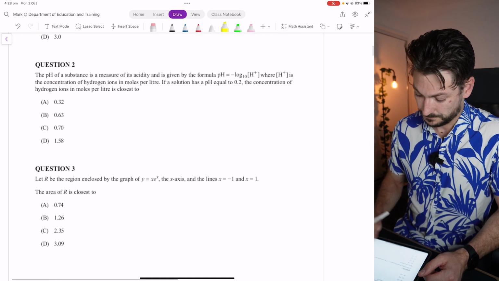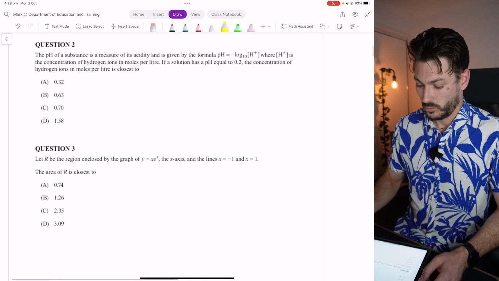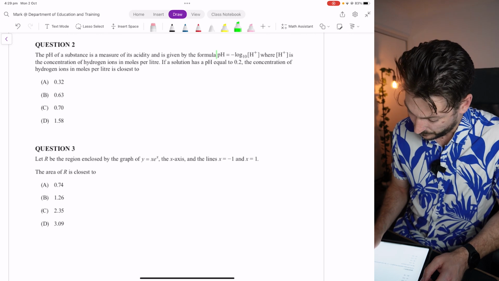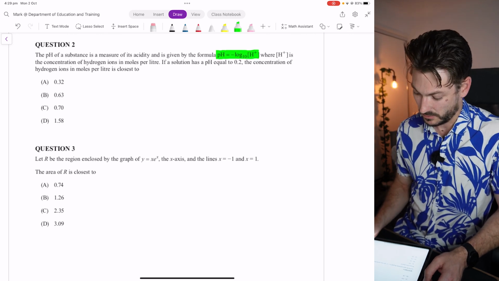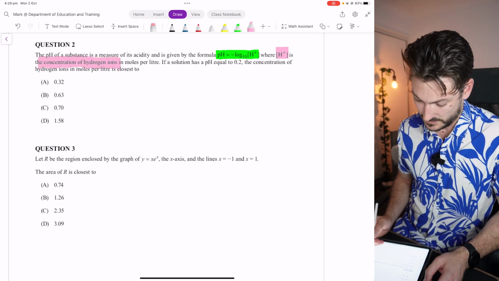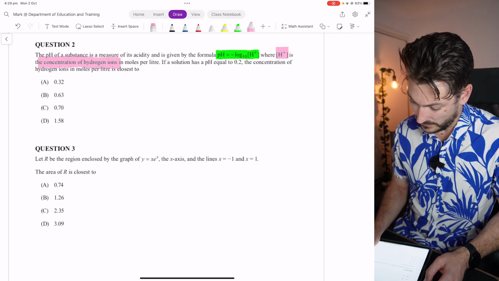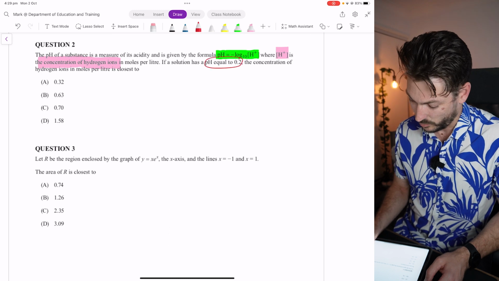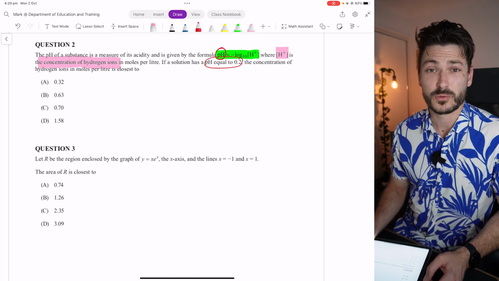Alrighty, question 2. Now in question 2, we have some formula here. I'm going to highlight it. The pH based on H+. H+ is the concentration of hydrogen ions. And we get given that the pH is equal to 0.2, which is this value in the equation.